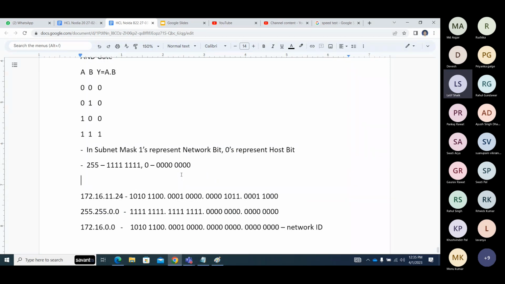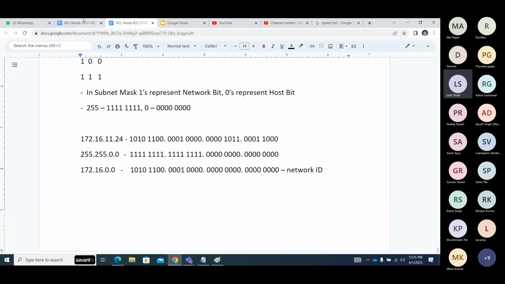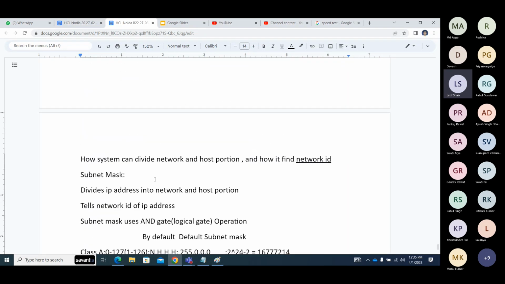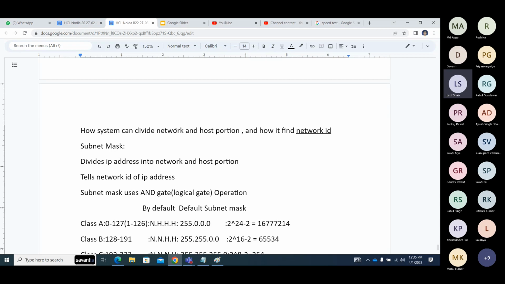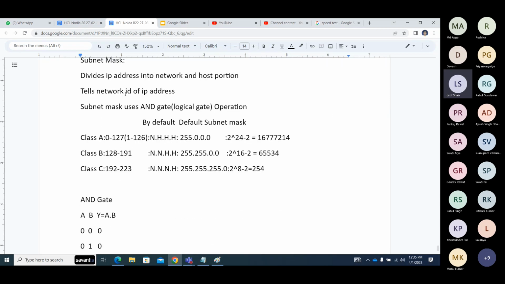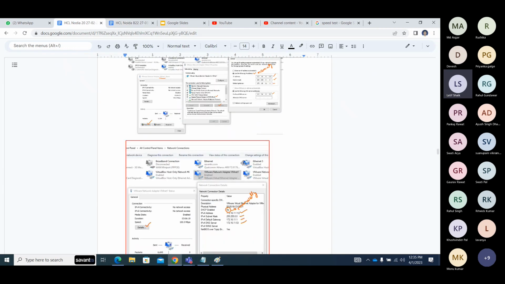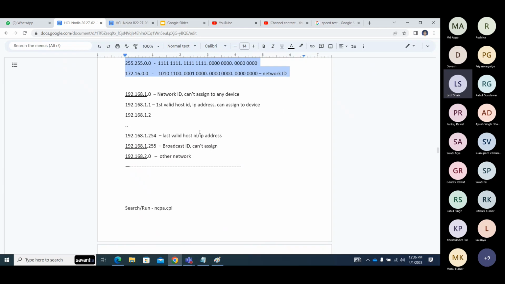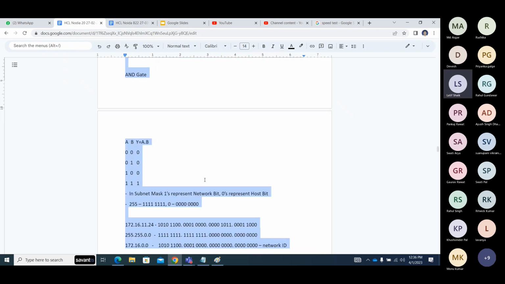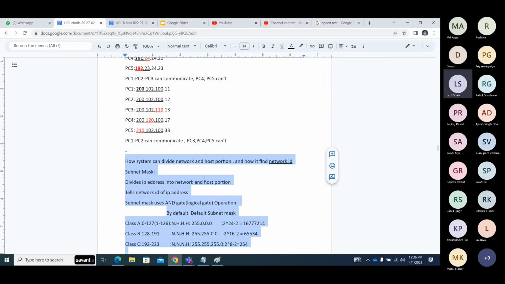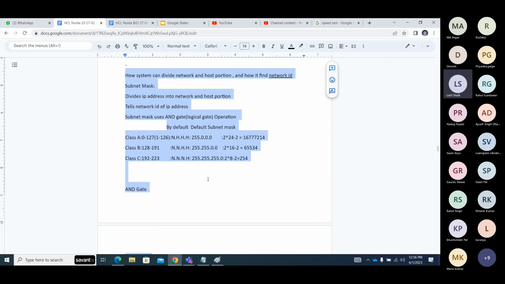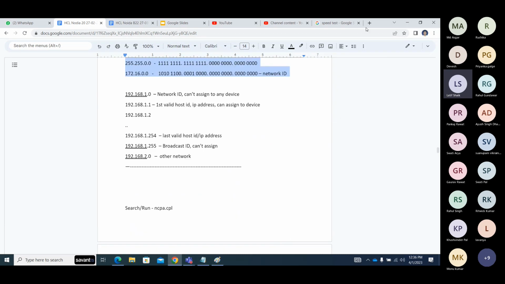Okay, so this is our subnet mask, guys. Again, what is a subnet mask? We separate a network into host and network portions. It will tell you what your network ID is. The default subnet mask is 255.0.0.0 for class A, 255.255.0.0 for class B, and 255.255.255.0 for class C.